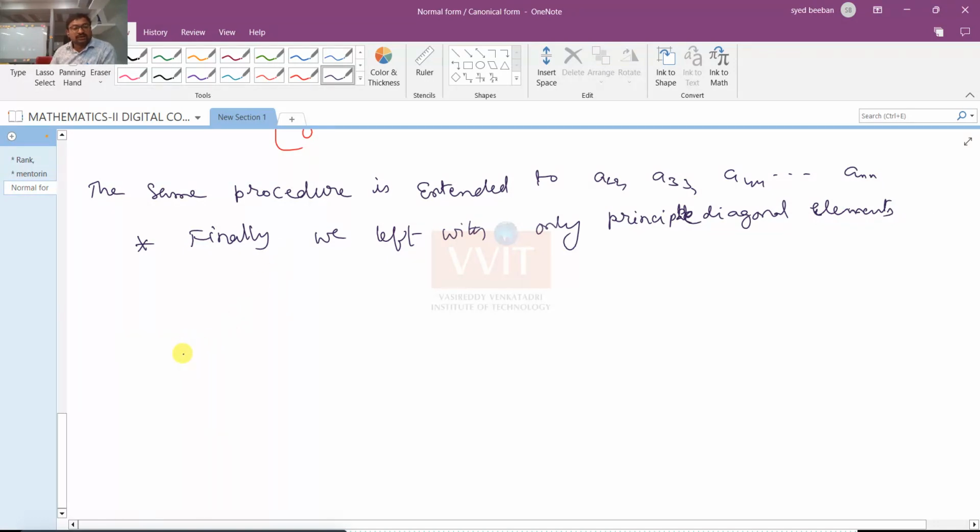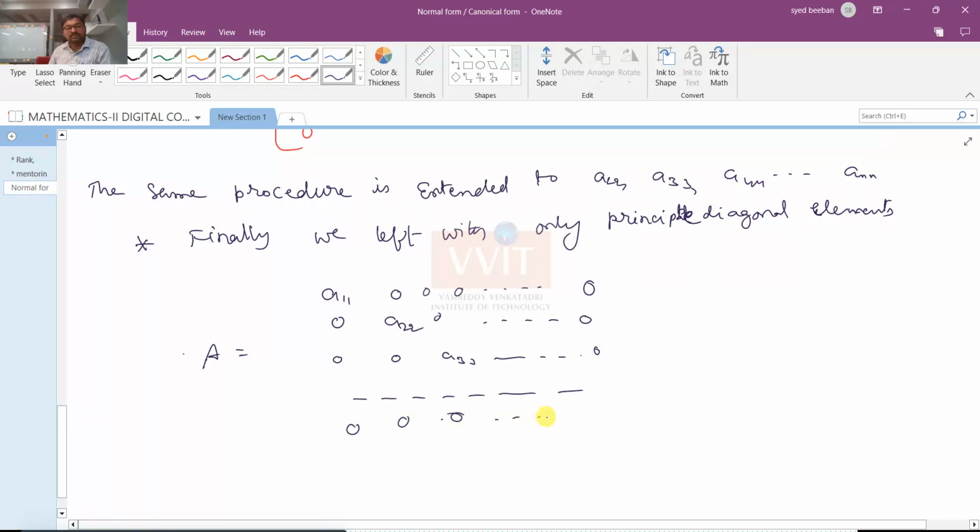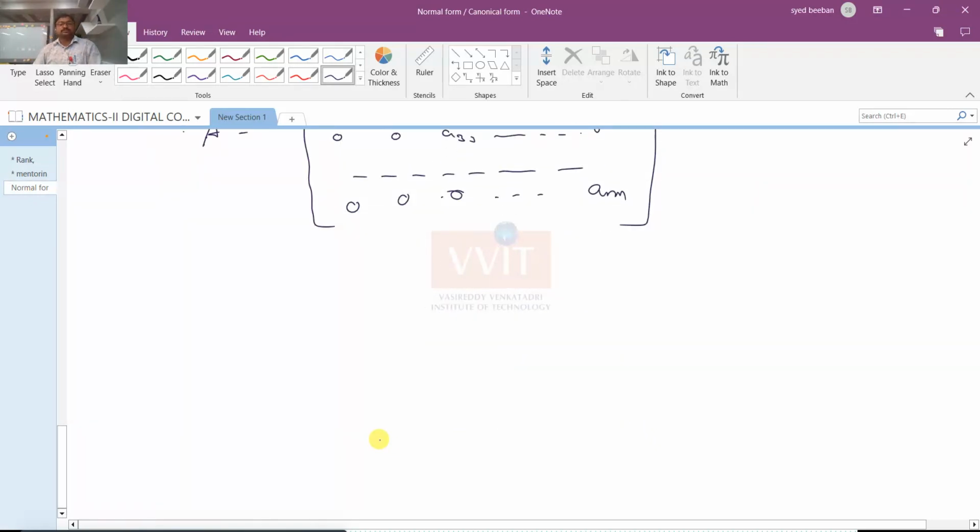So finally I may be here with A11, 0, 0, 0 and so on, 0, A22, 0 and so on, 0, 0, A33 and so on, 0 and so on, 0, 0, 0 and so on ANN. This would be the process. And here what I need to do is further divide once again.